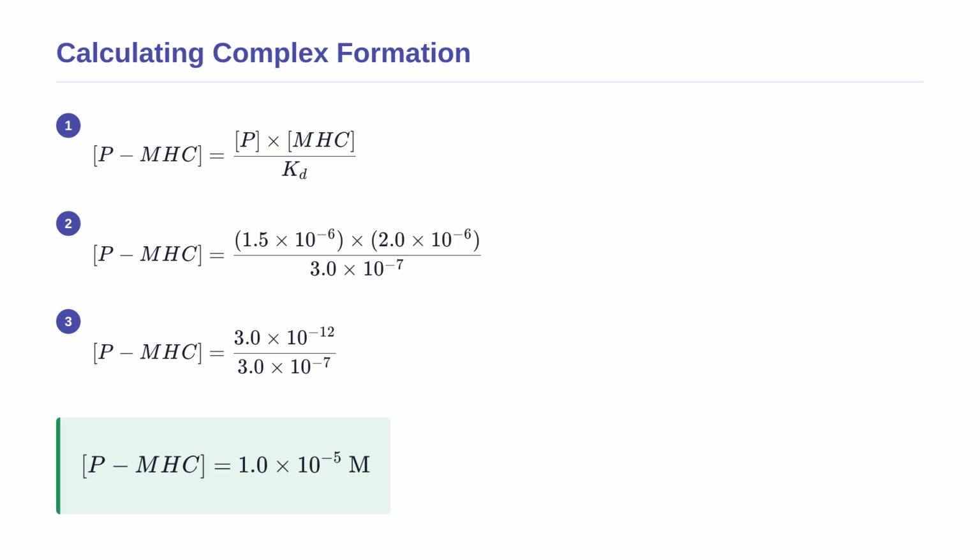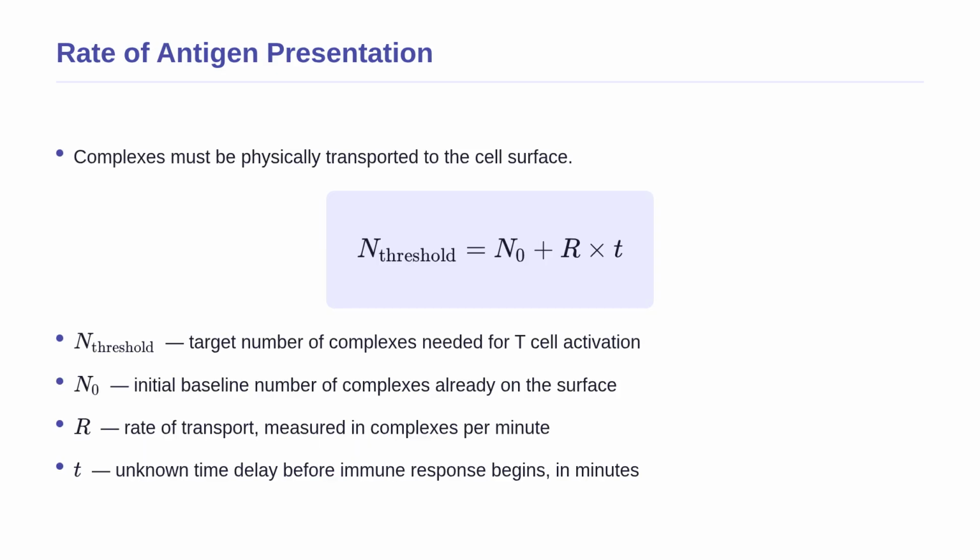Physically, this high concentration means the dendritic cell is extremely effective at processing this specific bacterial peptide, guaranteeing a robust activation of helper T cells. Once these peptide MHC complexes are formed inside the cell, they must be physically transported to the cell surface. This brings us to our next mathematical model, which calculates the biological delay before an immune response can begin.